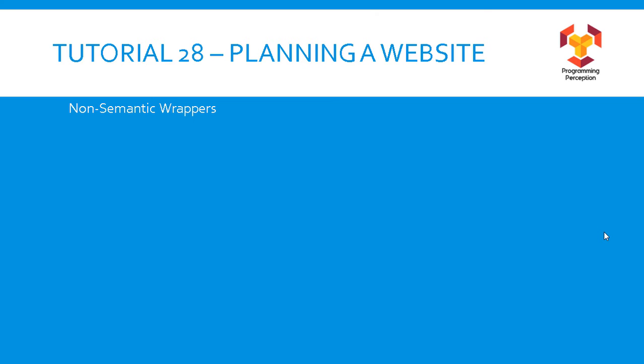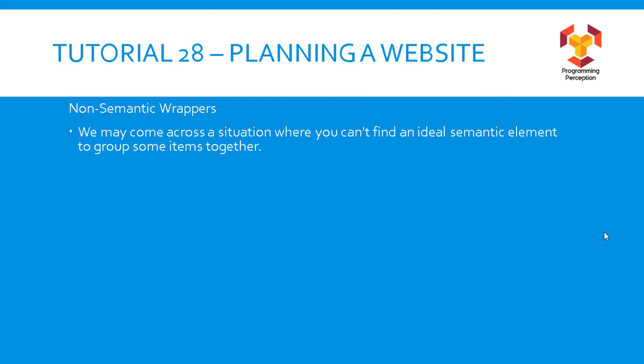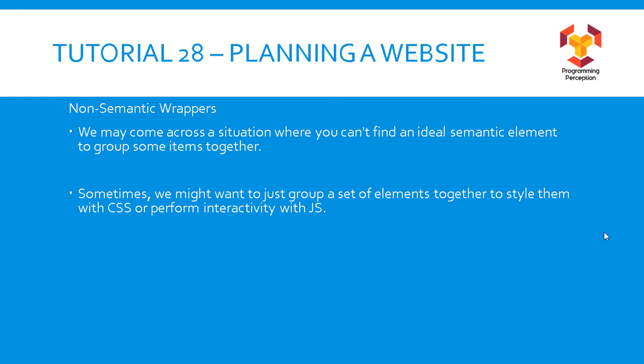In the last tutorial, we have seen some of the wrapper elements, some of the layout elements, and they all were semantic. They all were being used according to their meaning. But there are situations where we cannot find an ideal semantic element to group some items together. Sometimes we might want to just group a set of elements together to style them with CSS or to perform some interactivity with JavaScript. So for such cases, HTML provides us two elements which are div and span.